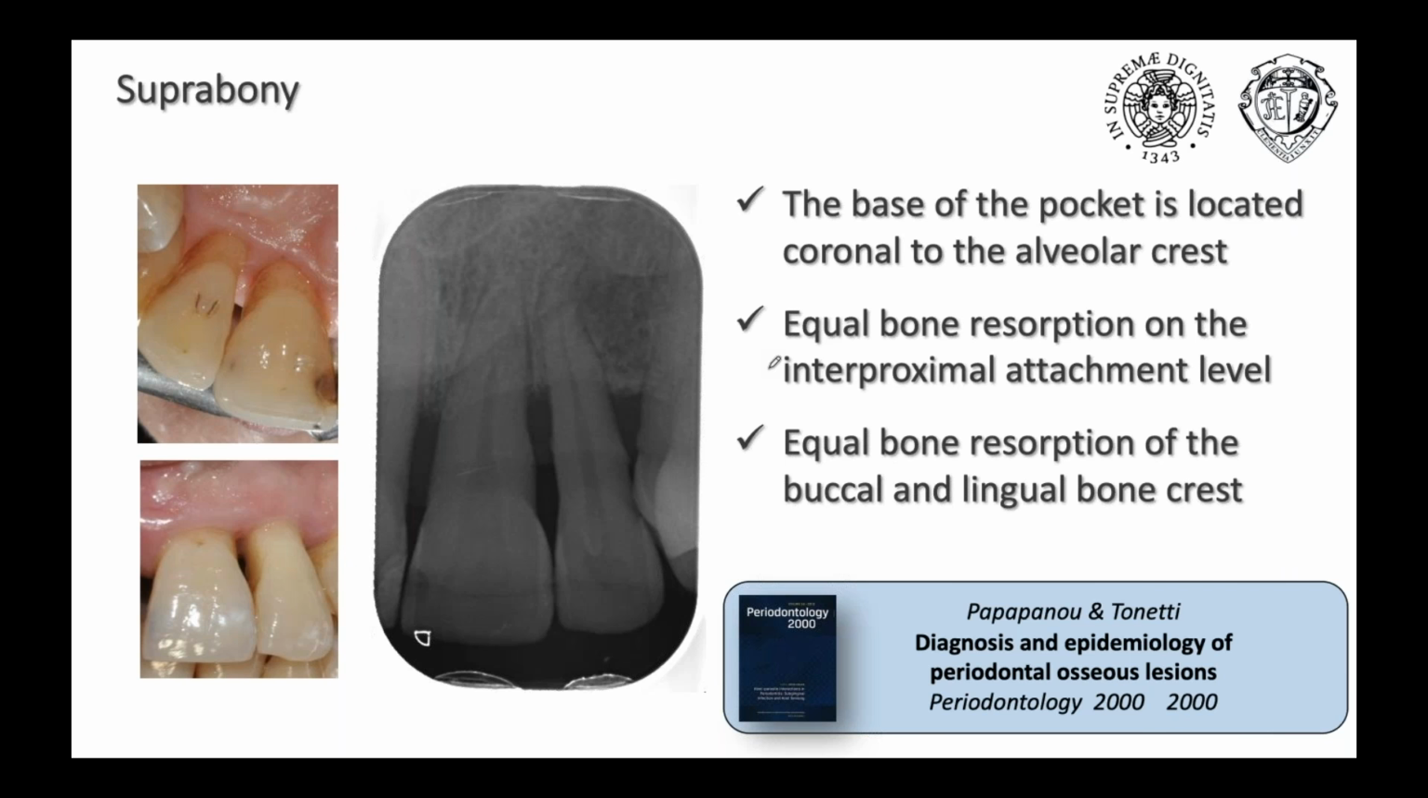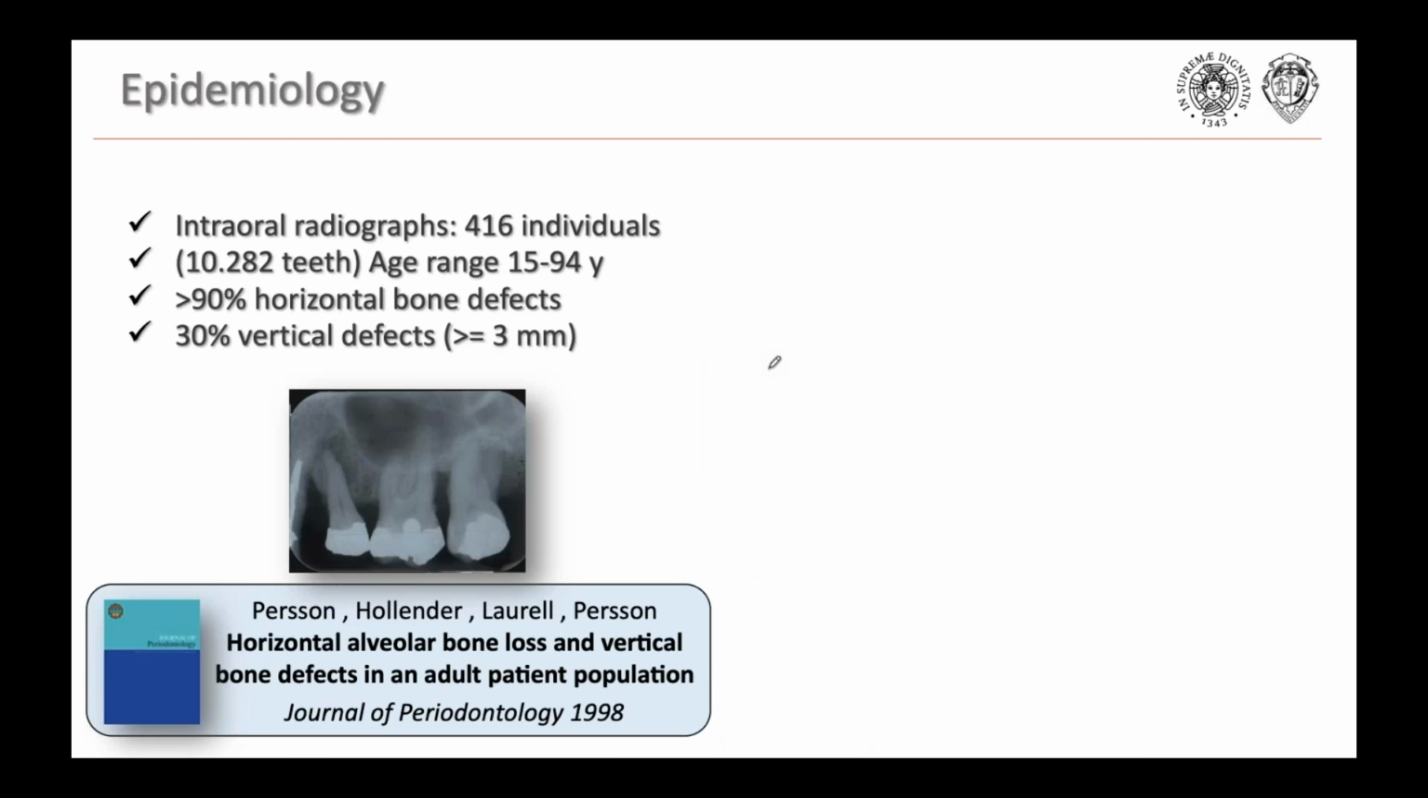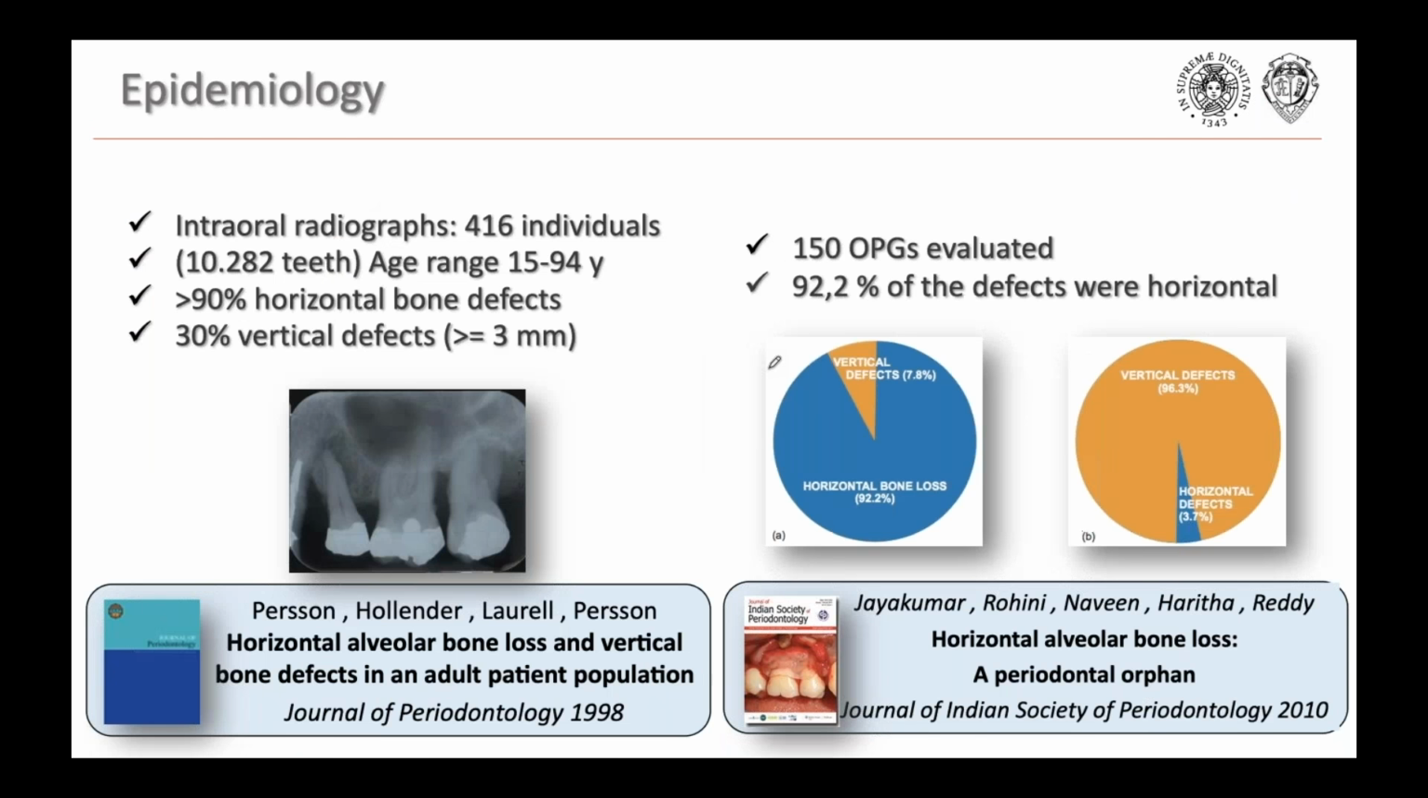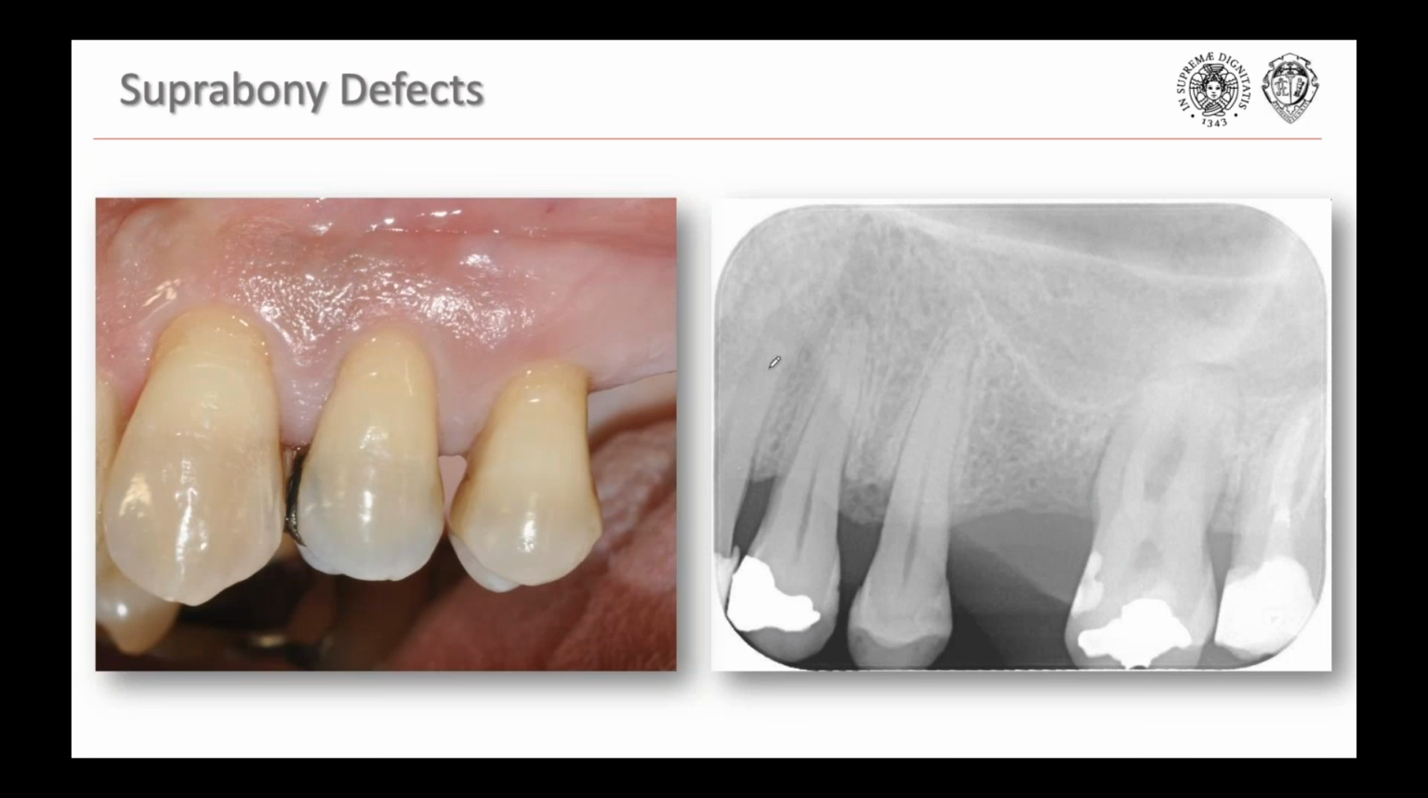Suprabony teeth are very challenging because these are the horizontal defects. In fact, these are the majority of the defects. And I love these papers of these Indian colleagues that define the horizontal defect as the periodontal orphan, based on the fact that the majority of the literature is on vertical, but the majority of the defects are in fact horizontal. And what happens if I open, clean, and close a supraalveolar defect?